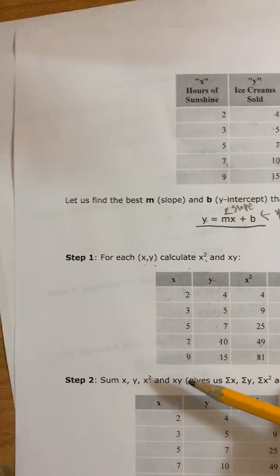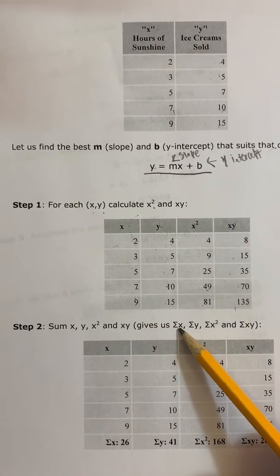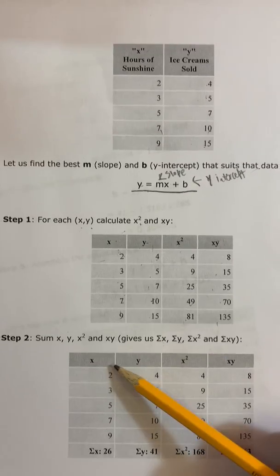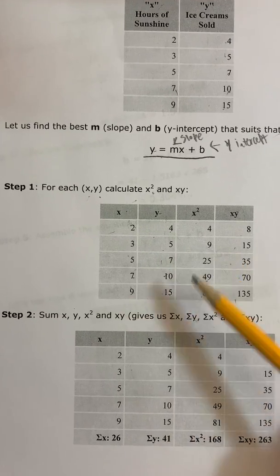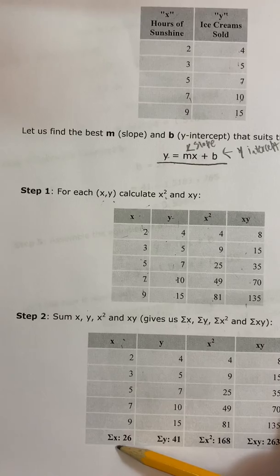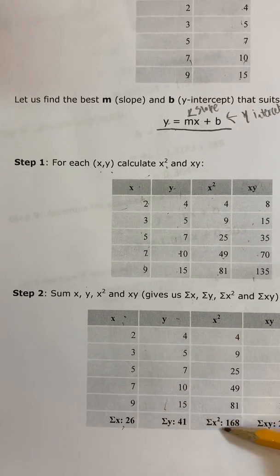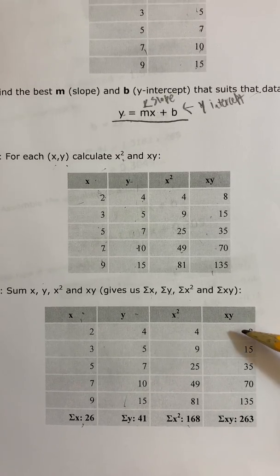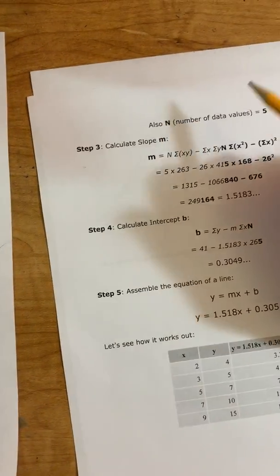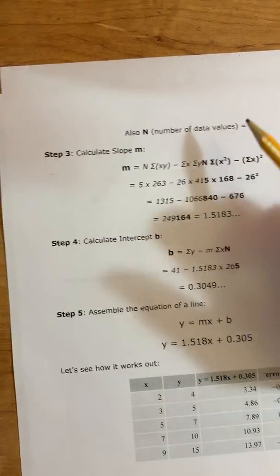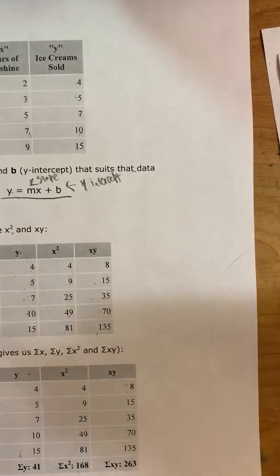Now what you have to do is sum up x, y, x squared, and xy. You already have your x, y, x squared, and x times y listed at the bottom from above. Now you just have to sum it. The sum of x is 26. The sum of y is 41. The sum of x squared is 168. The sum of x times y is 263. And you have your number of data values, which is 5: 1, 2, 3, 4, 5.